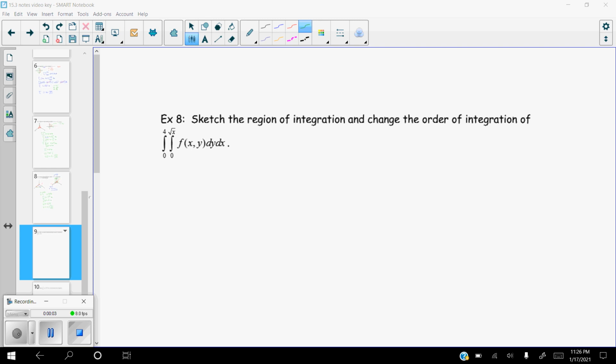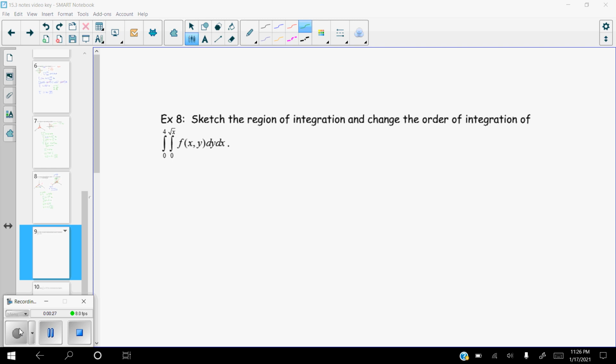All right, so this is section 15.3, video 4. This will definitely be our last of the videos. So this one says just simply sketch the region of integration and change the order of integration. So we don't actually have to do this one because there's no function, it just tells us f of x, y. We just need to figure out what it looks like to change the order of integration to a dx, dy, or to a type 2.